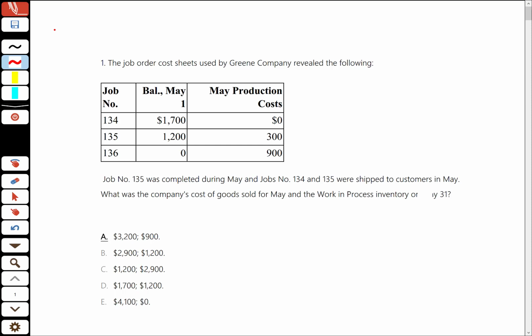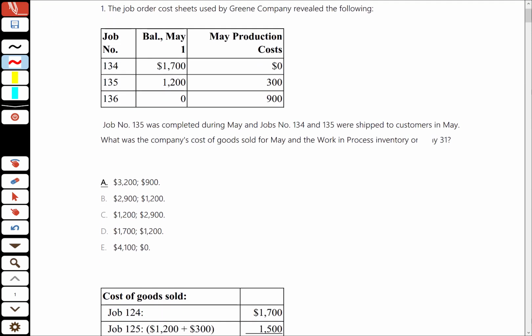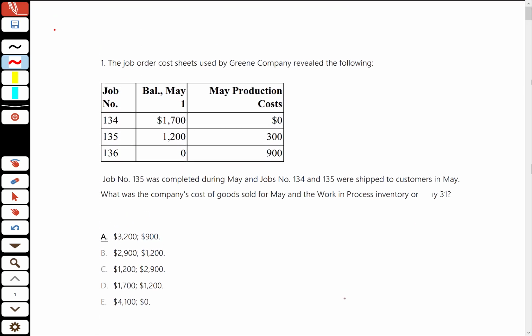Yeah, okay, we can look at this one. So we have the job order cost sheet, and we have these different jobs up here, and then they tell us that job number 135 was completed during May, and jobs 134 and 135 were shipped to customers, and we want to know the cost of goods sold. It's at May 31st that they want to know what the cost of goods sold is.